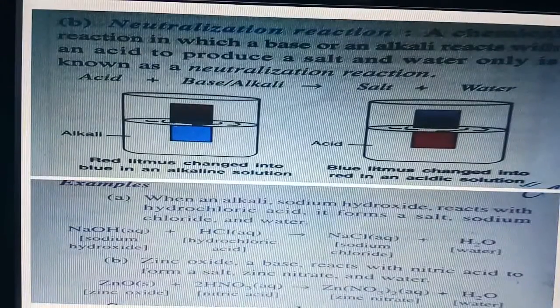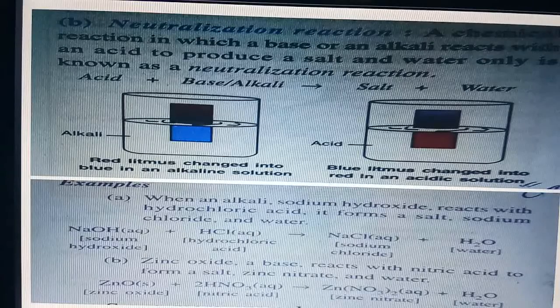Then, neutralization reaction. I was saying double decomposition reactions are of two types. One is precipitation reaction, in which one of the products is a precipitate, an insoluble solid. But this is different, totally different.